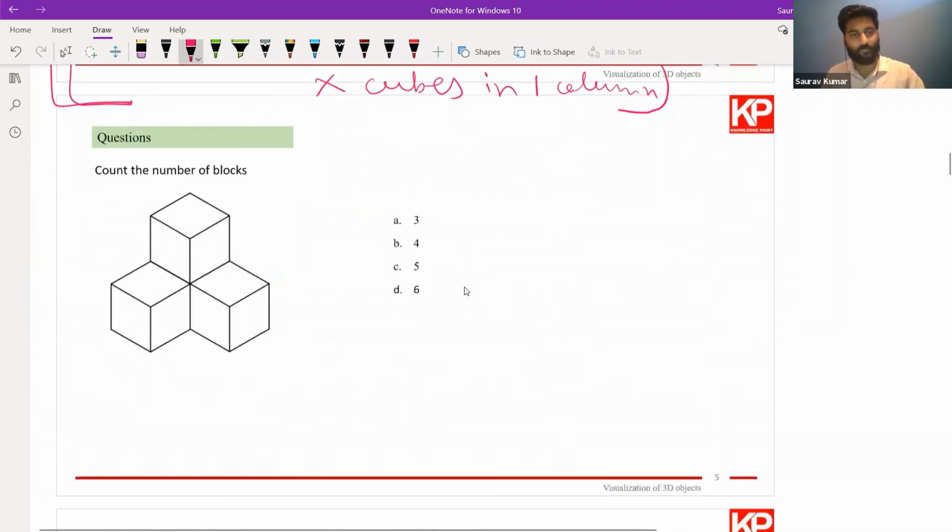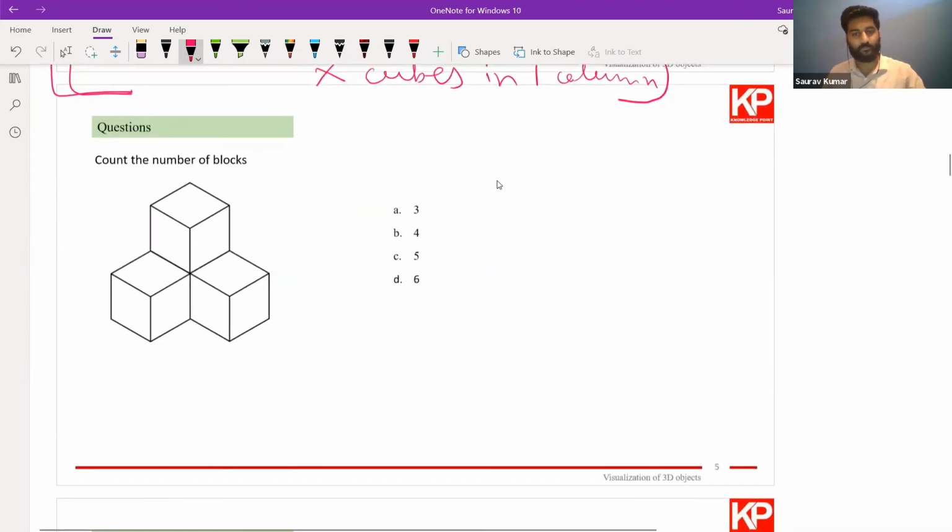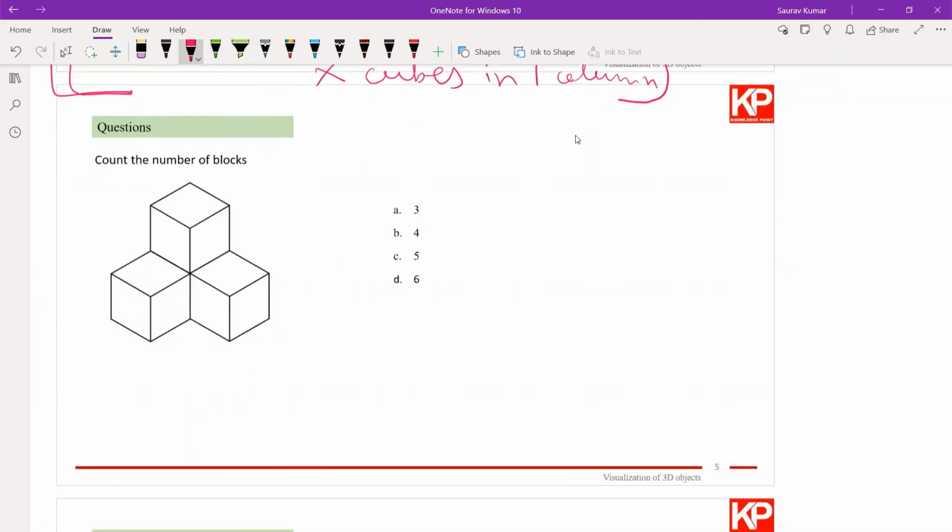So count the number of blocks for me in this arrangement. 4. Okay. Option B. So option B. Yes. Remember always to answer like option A, option B, that way. Sorry, sir. That's okay. You can take care of it from the next time. So this way, it's clear that you guys have taken into consideration the block that is not visible to us, that exists here.